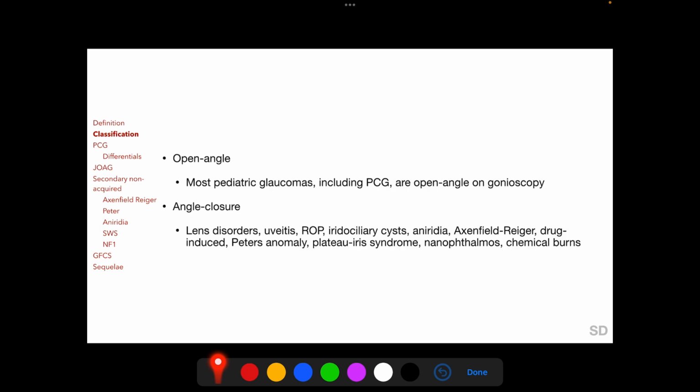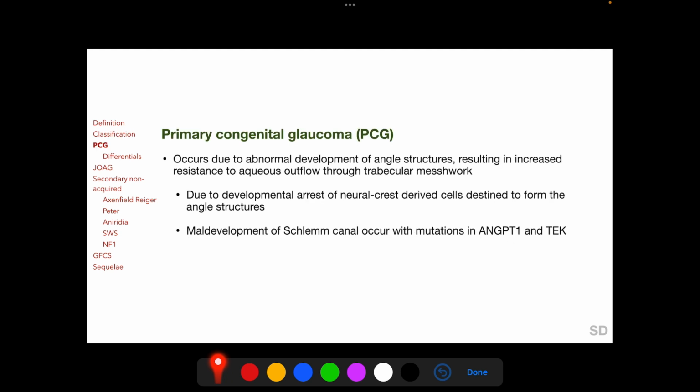And if we consider the gonioscopic appearance of pediatric glaucoma entities, most pediatric glaucomas, including primary congenital glaucoma, are open angle in nature. Examples of glaucoma entities in which the angle appears closed include lens disorders, uveitis, and retinopathy of prematurity. Primary congenital glaucoma, or PCG, occurs due to abnormal development of anterior chamber angle structures, resulting in increased resistance to aqueous outflow through the trabecular meshwork.